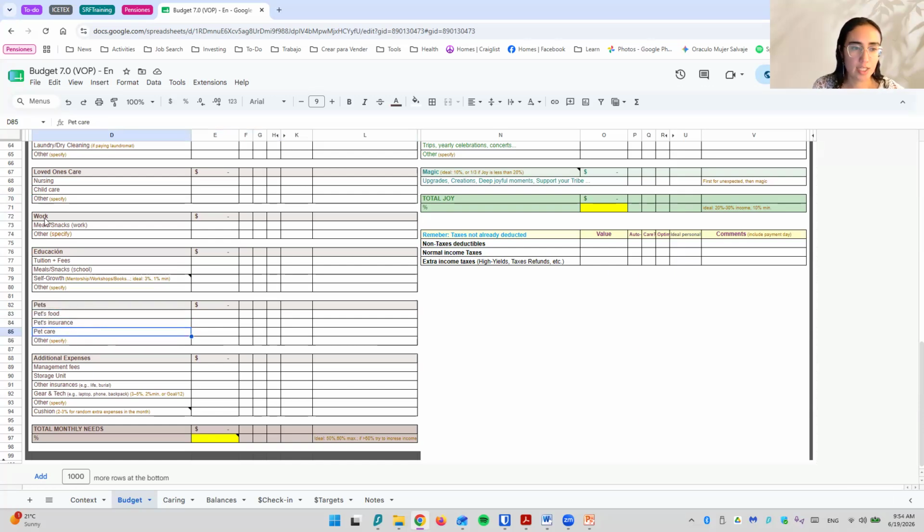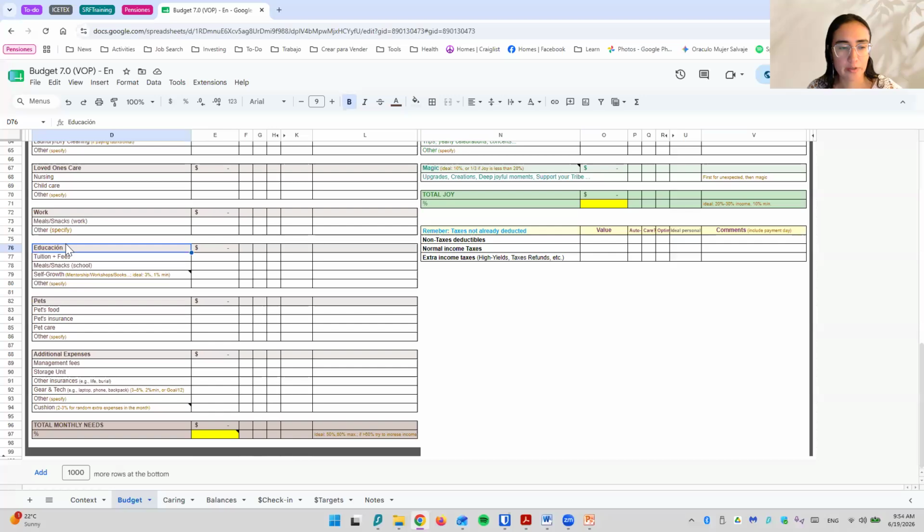And then for work, if you need to buy things in your job or for food or around your work area at times, you can put it there. If you have any other expense related to work, you can put it there.